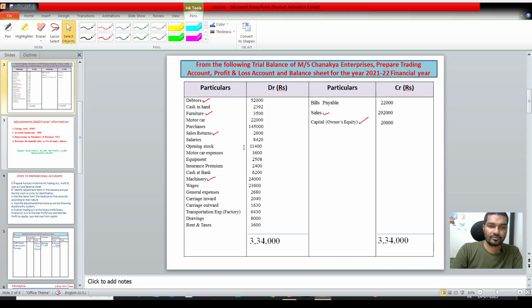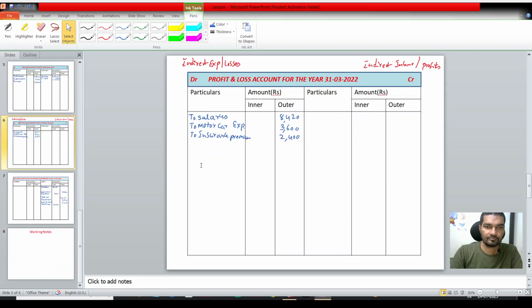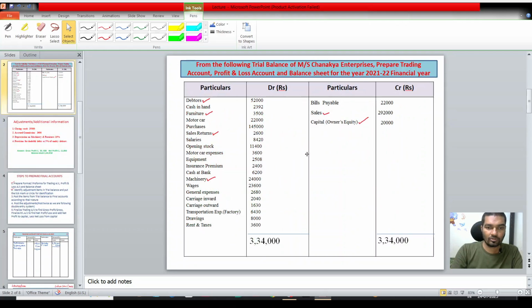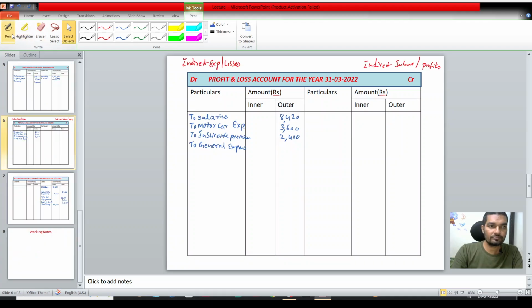General expenses. General expenses is always indirect expenses. To general expenses, the amount of 2680.